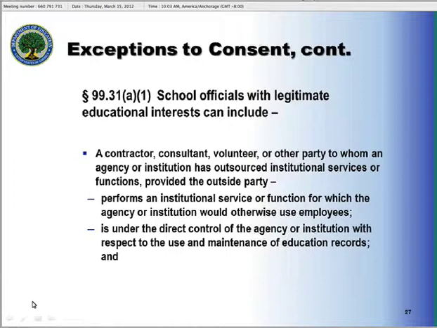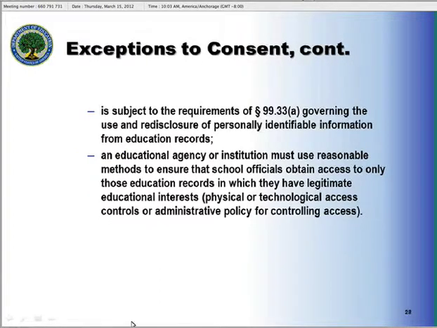Back to school officials. Another change the department made in 2008 to the FERPA regulations was to clarify that the school official exception may include contractors, consultants, volunteers, or other parties to whom a school has outsourced institutional services or functions. You need to be aware of the requirements that relate to these disclosures. This slide continues with the requirement for what we call outsourcing institutional services or functions.